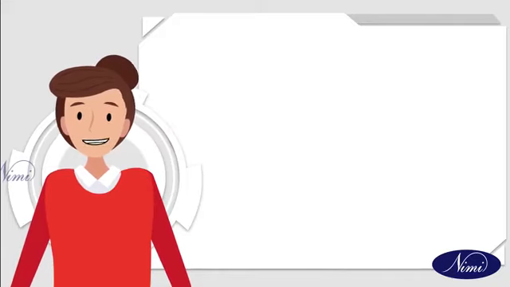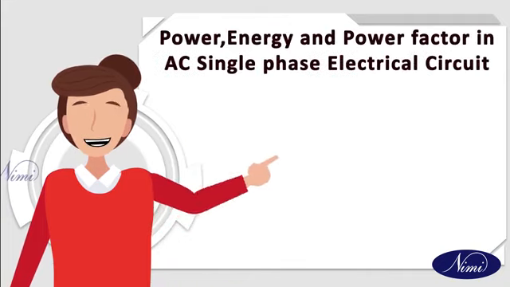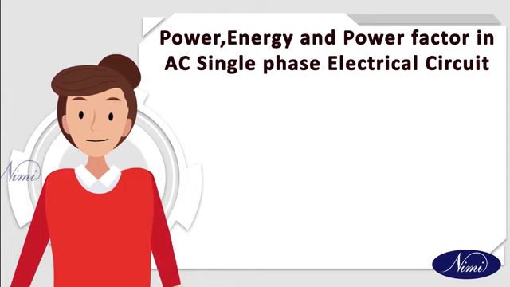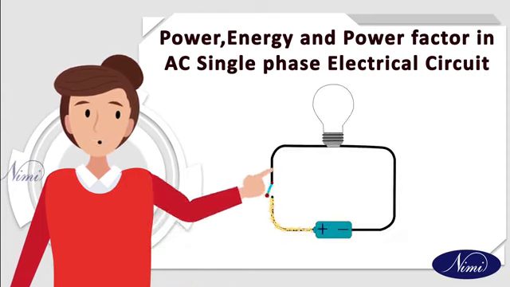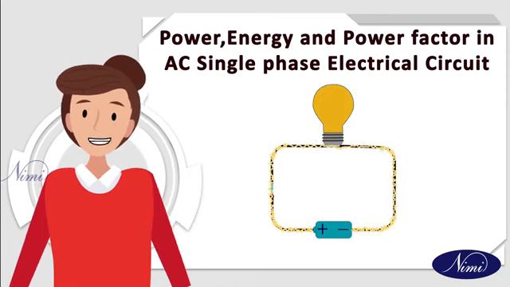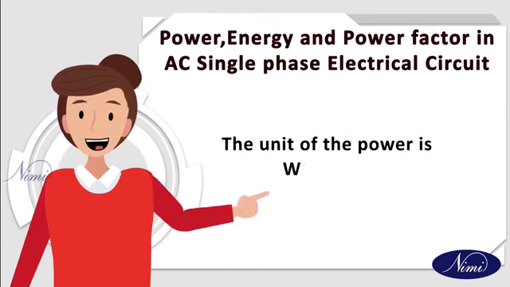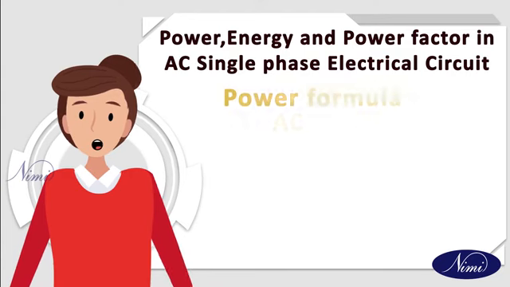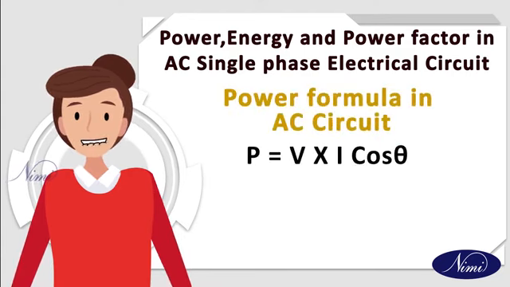Today we are going to see about power, energy and power factor in AC electrical circuit. What is power? Power means it is a rate of energy consumed in an electrical circuit. The unit of power is watts. The formula for power in AC circuit is P is equal to VI cos theta.